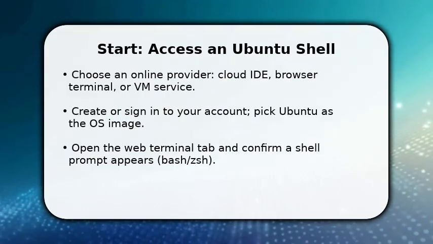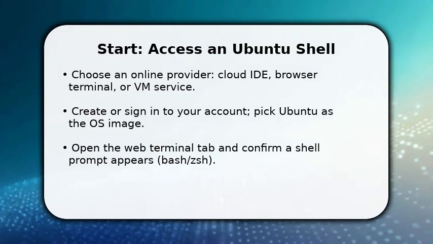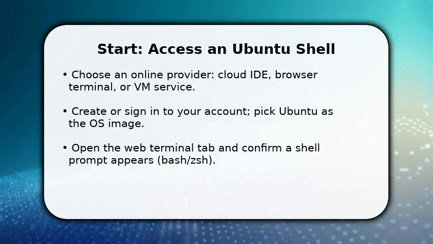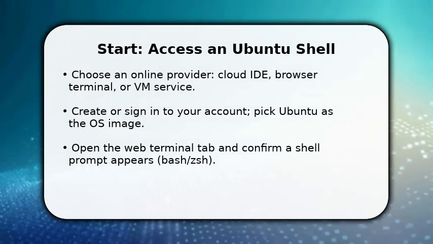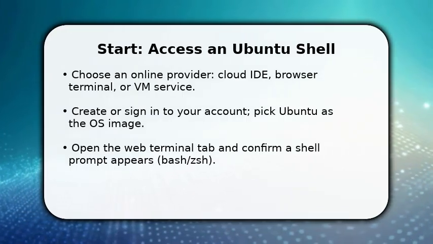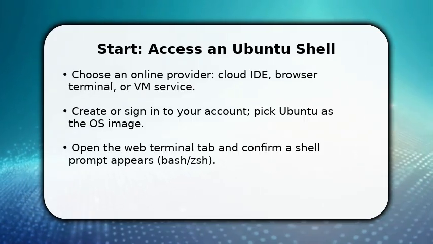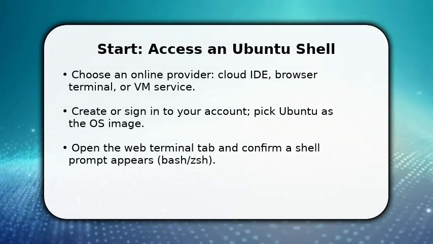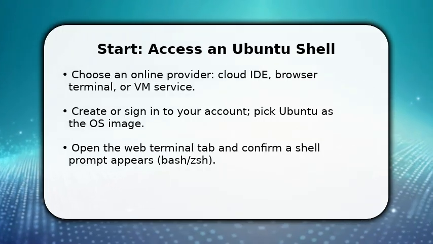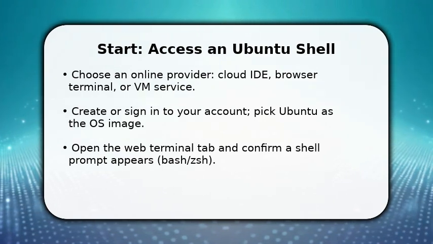You begin by picking an online Ubuntu environment and signing in. Once logged in, create or start a new instance and select Ubuntu as the image. This gives you a full shell quickly. Open the terminal or web console pane and wait until you see a prompt like user@hostname $. Make sure to note the shell type, bash or zsh. Once done, run ls and pwd to confirm the file view and working directory before proceeding to install tools.